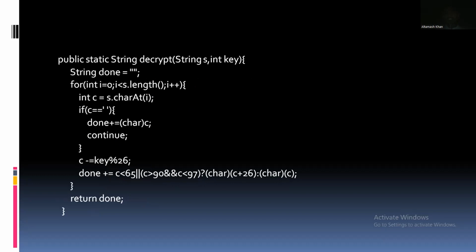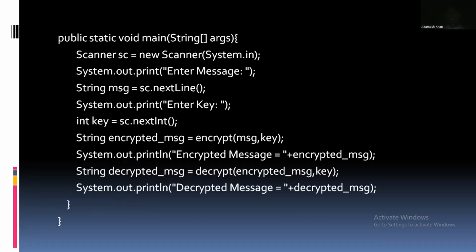And this is the decrypt method. In the decrypt method, all the conditions are the same except the last condition, in which we subtract the modulus of the key and check the conditions; this time we check from 65 and the ranges are the same. And this is our final main method, in which we call those methods.